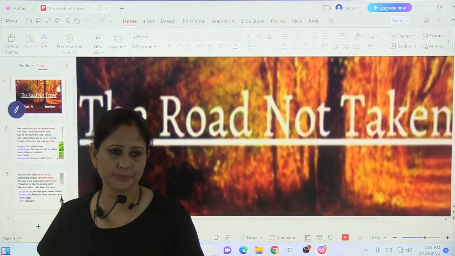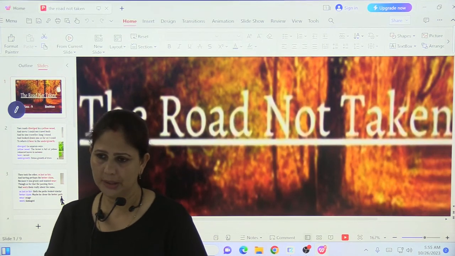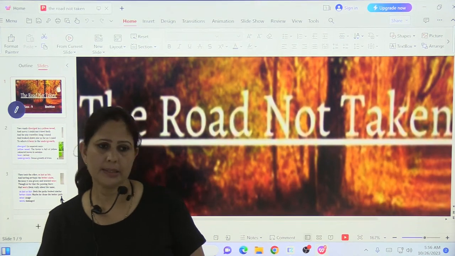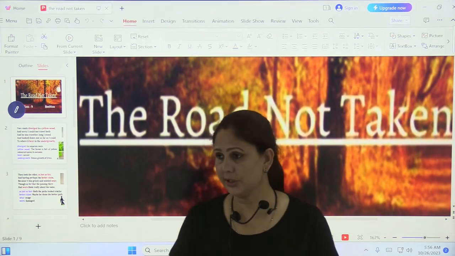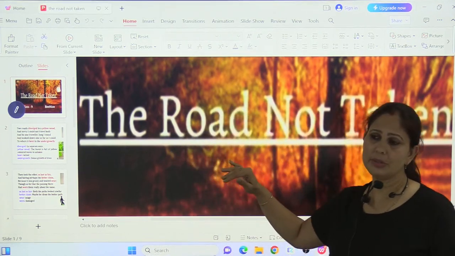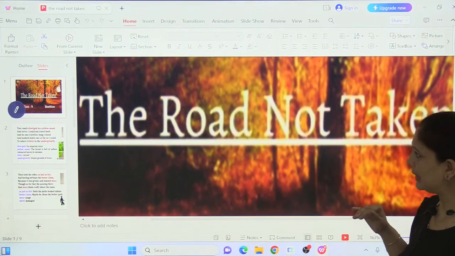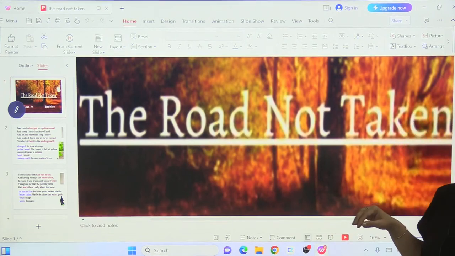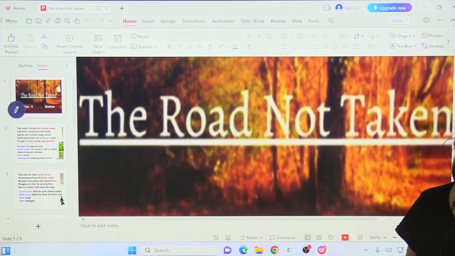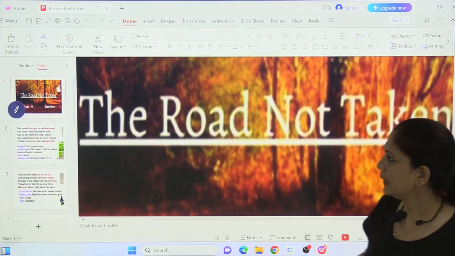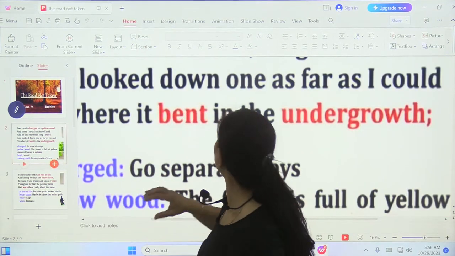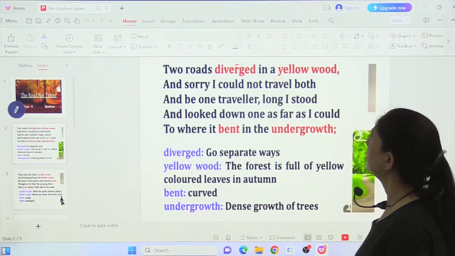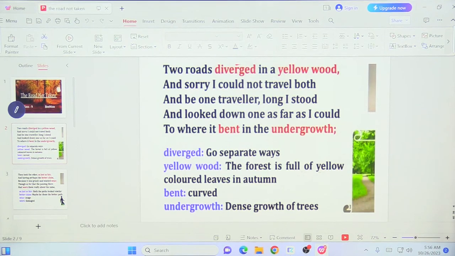So what have we learnt about Robert Frost today? What kind of a poet is Robert Frost? He's a nature poet. He has written poetry related to nature. And here, what is the road a symbol of? Choices. You can say life also, the choices and decisions in your life that you have to take, which can affect your complete life. Is it clear now? Okay, now let's read the poem line by line.